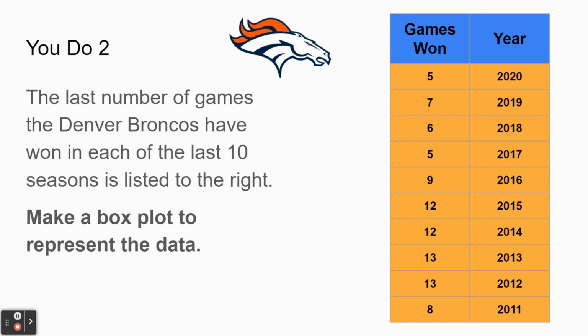Our second you-do, you're using the same set of data from the Broncos, but this time you're going to make a box plot to represent the data. In the previous problem, you should have organized your data first. If you didn't, guess what you're doing now? You're going to organize your data. Remember that you know the minimum and maximum already, so you just need to find the median, and then quartile 1 and quartile 3. If you're wondering what quartile 2 is, it's the median. That's all it is. So pause the video, give this a try.